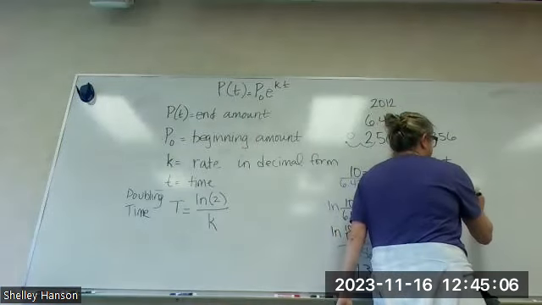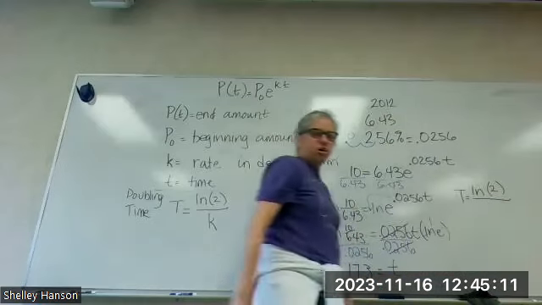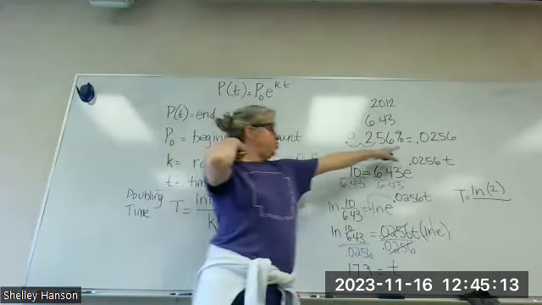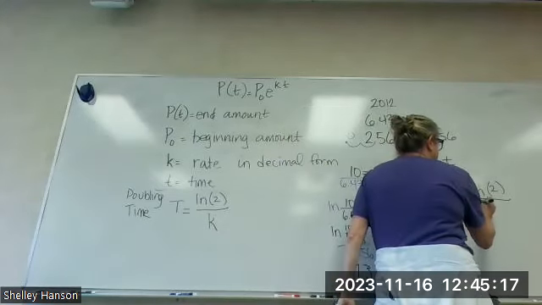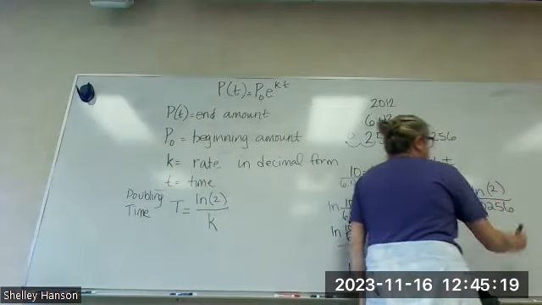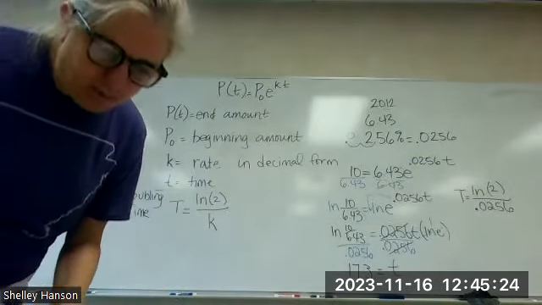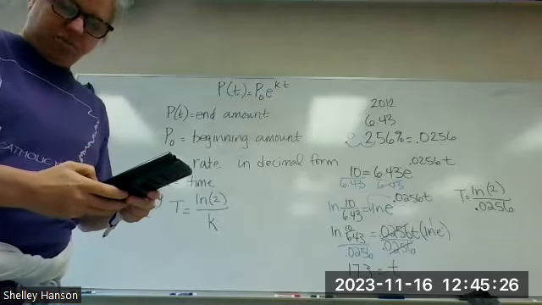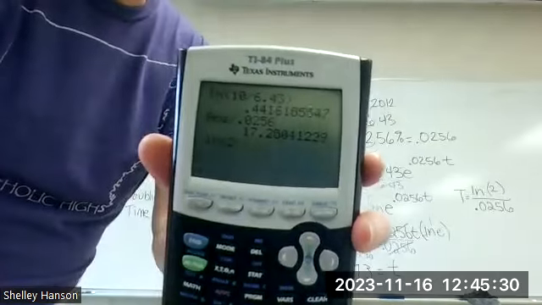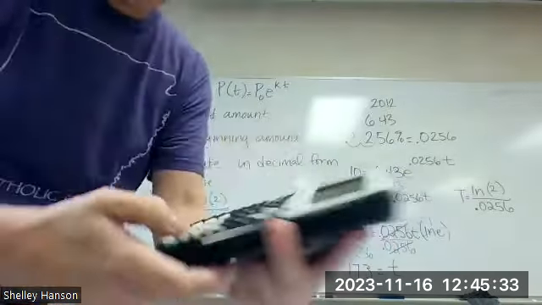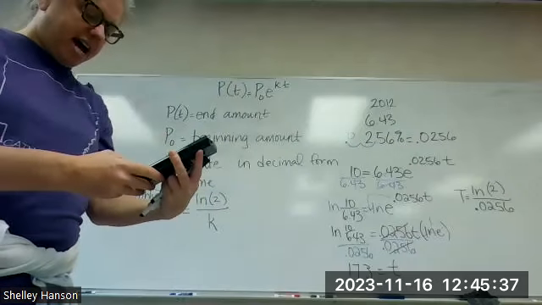Well, the doubling time is going to be ln of 2 over whatever the rate was, how fast it was growing. So 0.0256. And then put that in your calculator, and we are rounding to 1 decimal place. So ln of 2, close that parenthesis. You can go ahead and hit enter and then divide that answer.